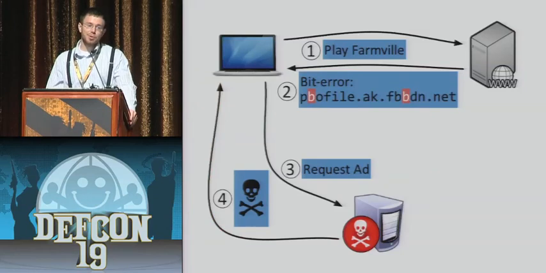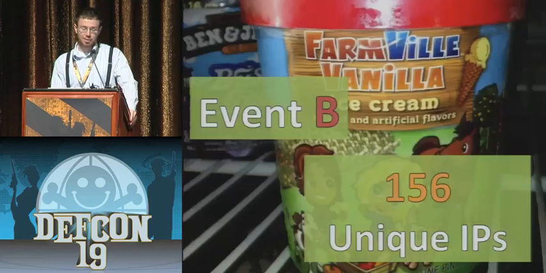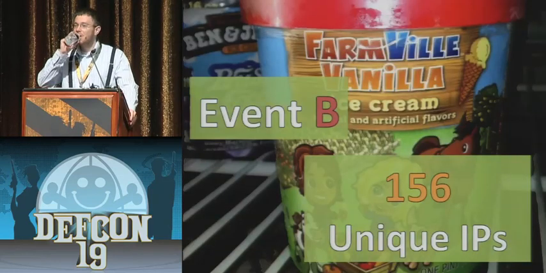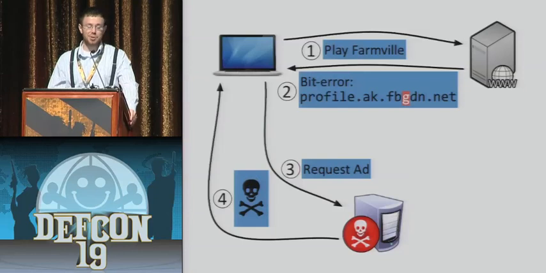Once again, an overview. You're doing nothing wrong, just going to play some Farmville. A bit error happens somewhere outside of your control in either Facebook or the Farmville servers. This bit error gets cached, served up to 1,300 people, and those 1,300 people request ads from me instead of from Farmville. And that's event A. Event B was 456 unique IPs, and the cause of that was also Farmville. The reasoning behind it was pretty much the same, except the bit error here was different.